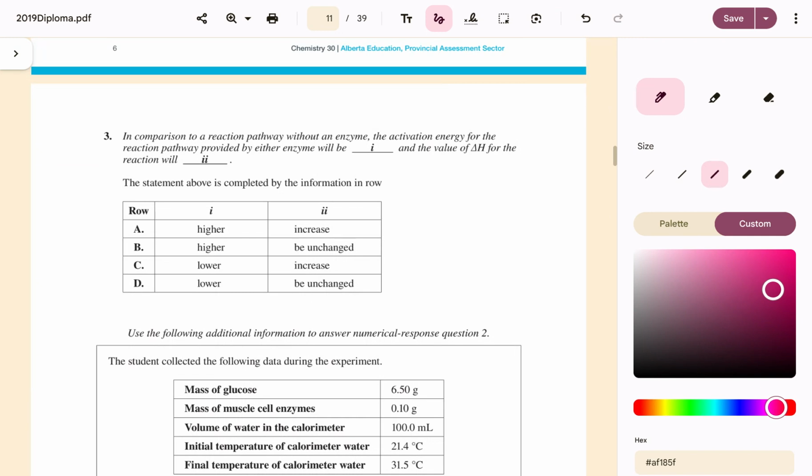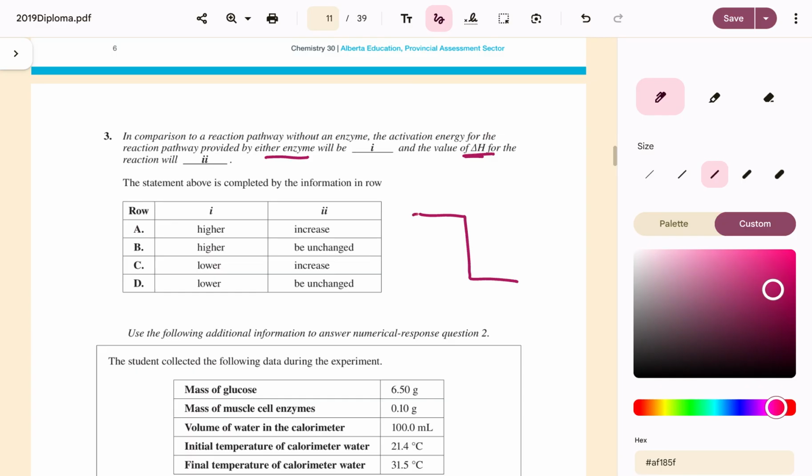Now, number 3, in comparison to a reaction pathway without an enzyme, the activation energy of the pathway provided by the enzyme will be blank, and the value of delta H will be blank. So we do know that both of those equations had an exothermic graph.